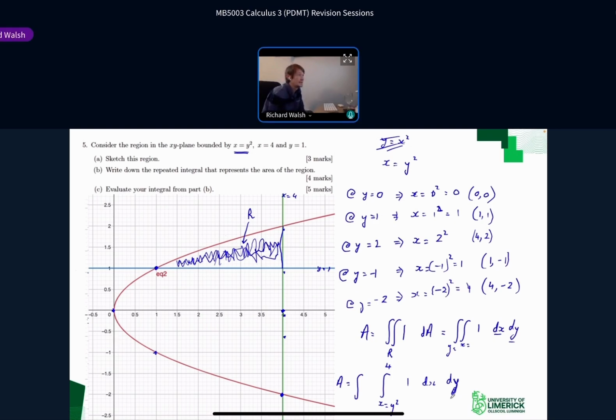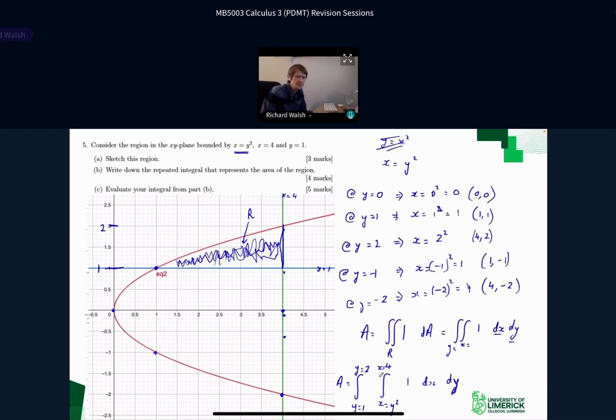The y values then, so I need y equals, well, y will go from 1 in this region, y will go from 1 up to 2. They will be the y values in this region, from 1 to 2. So they would be our limits for our integration.